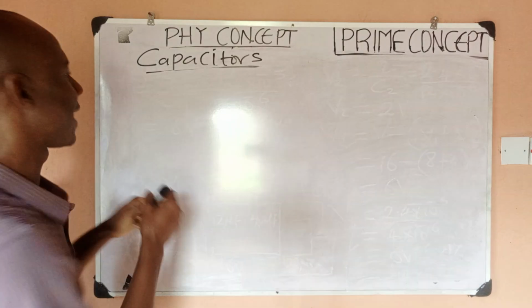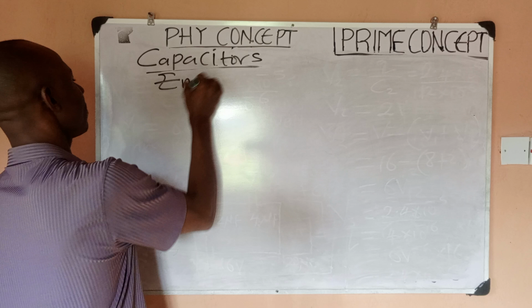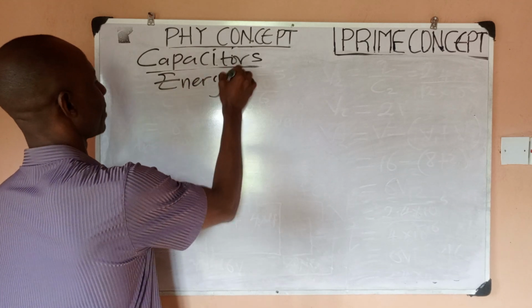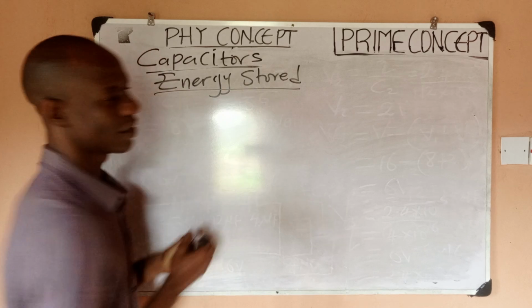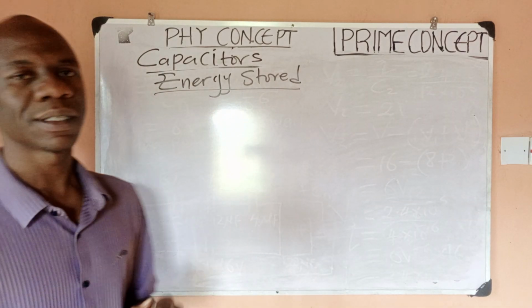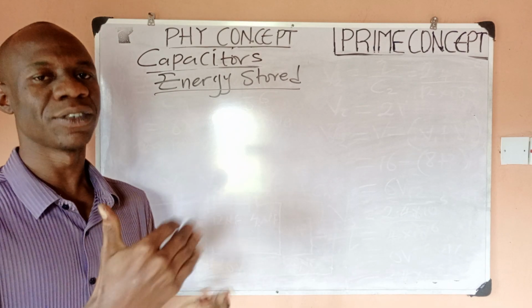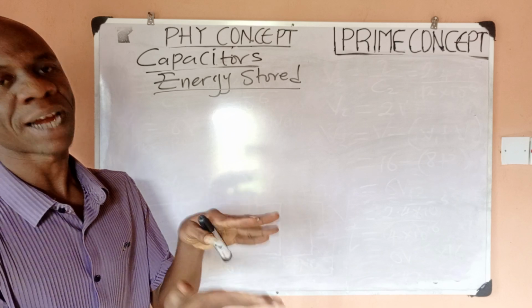Now we want to look at energy. Energy, of course, potential energy stored. Energy stored by a capacitor. Now we mentioned that a capacitor is actually an arrangement of two parallel plates.